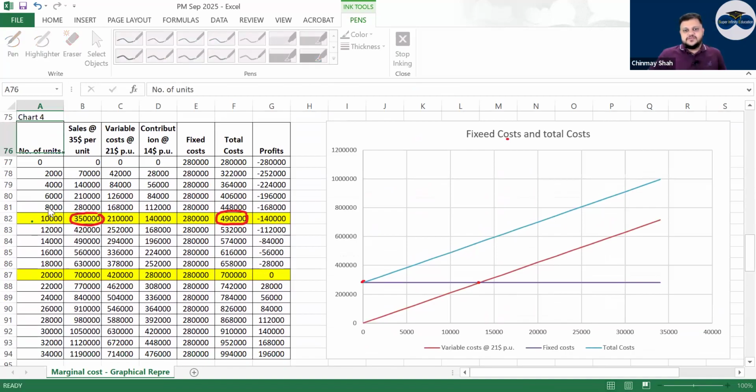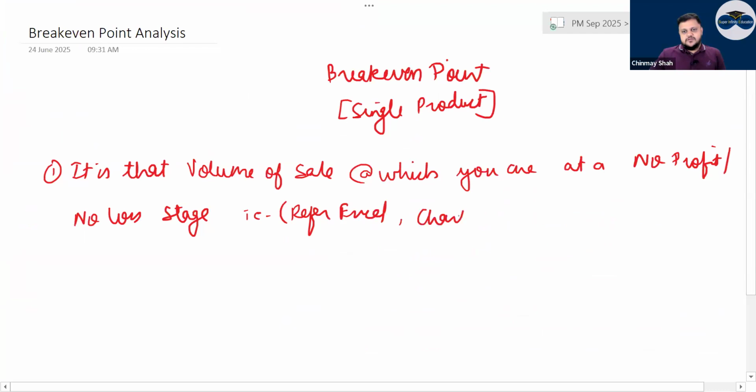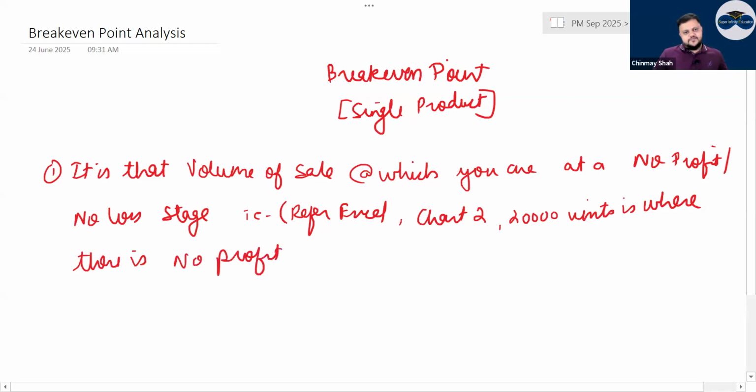Okay. Refer Excel chart 2, right? So in that you can also write 20,000 units is where there is no profit, no loss. No loss, correct?